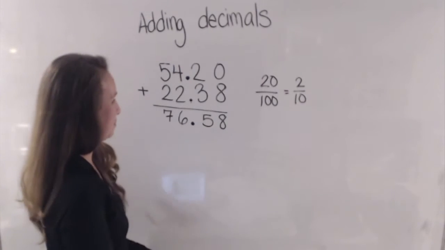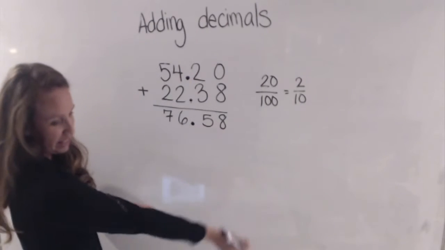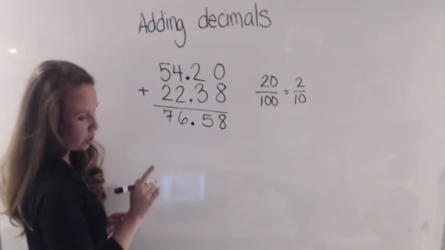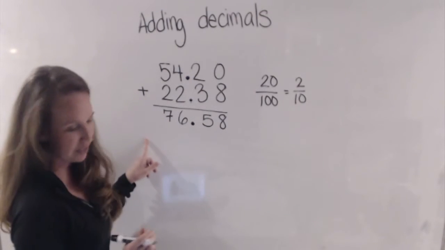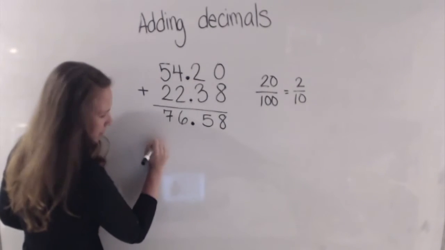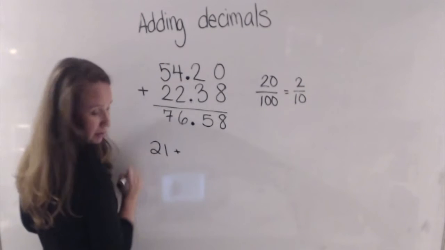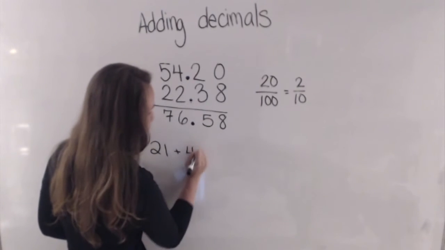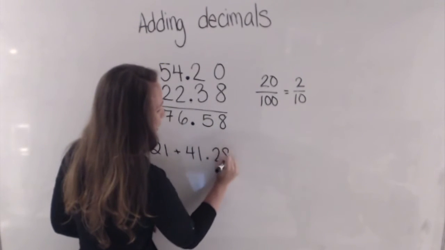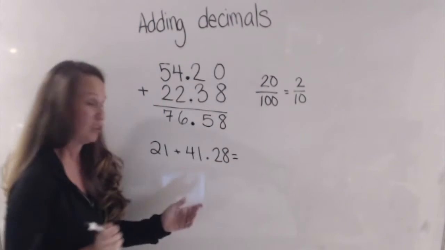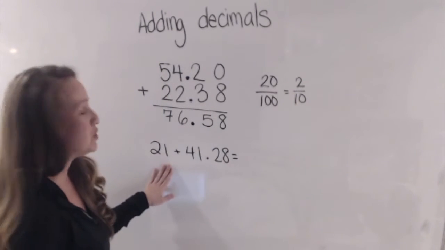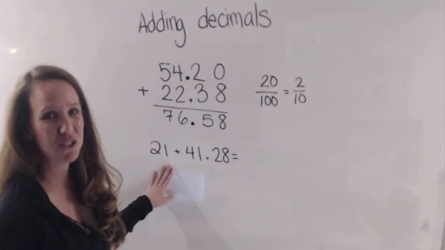Let's do another one. This time, I'm not going to have it lined up for you. In fact, I'm going to write 21 plus 41 and 28 hundredths. So, what do I need to do to add these two decimals?